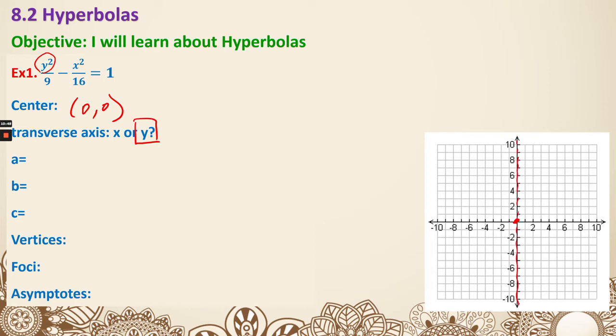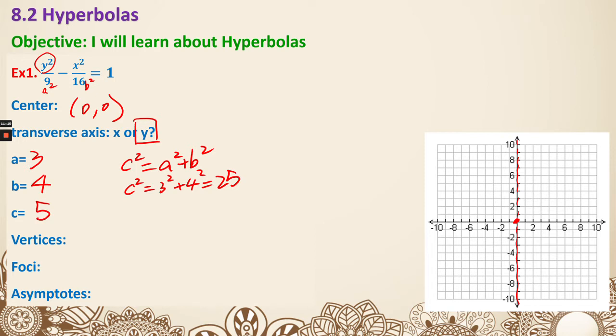My a is going to be the value that's under the positive variable. So that is going to correspond with the 9, so my a is a 3. Then the other value would have to be my b, which is a 4. It's not 9 and 16 because 9 is a squared and that is b squared, so I need the square root of them. C, well, c squared equals a squared plus b squared. So c squared equals 3 squared plus 4 squared, which is 25. So my c is going to be a 5.